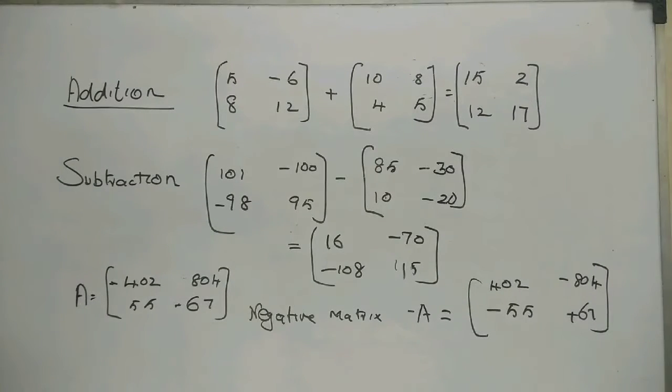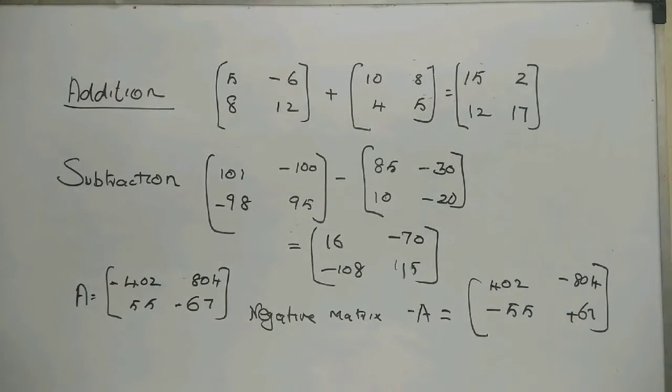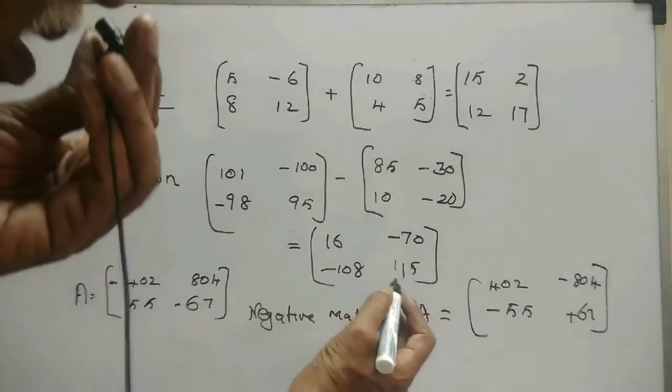Now, what do you mean by negative matrix? Negative matrix is, if a matrix is given, change the sign. For example, A matrix is given as this, minus 402, 804, 55, minus 67. Therefore, the negative matrix will be, minus sign here, therefore plus. Plus sign is here, therefore minus. Plus, therefore minus. Here is minus, so you are adding plus. So, that's about the negative matrix.